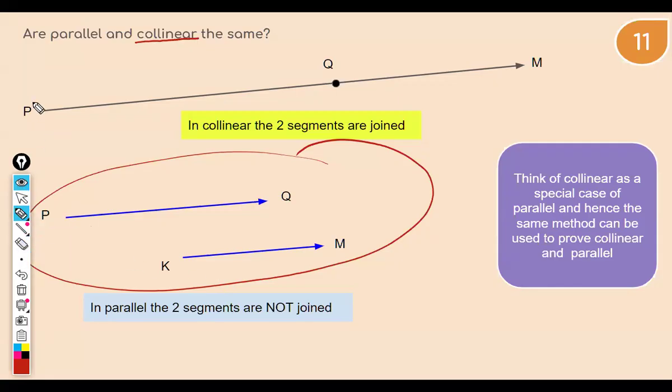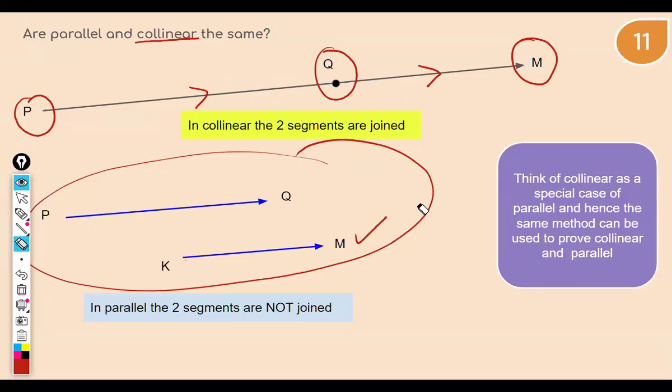Collinear means if you have 3 points, like if you have P, Q, and M, you notice all of them form a straight line. When 3 points line up to give you a perfect straight line, you call that collinear. Technically, this is a special version of parallel. Aren't PQ and QM going the same direction, just like how parallel lines go the same direction? It's just that two of them are overlapping each other. One starts off where the other one finishes.